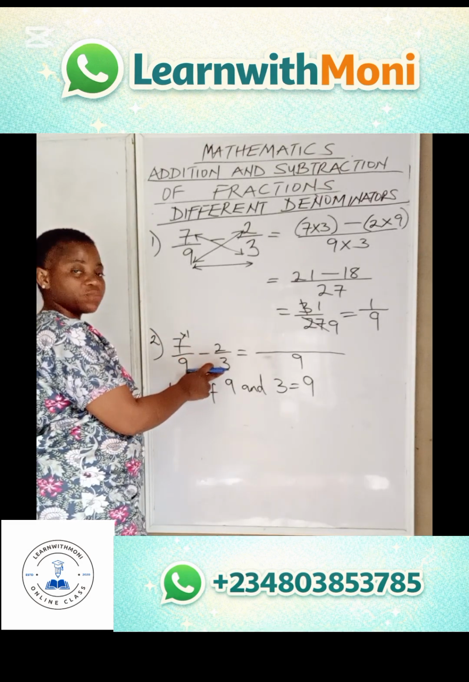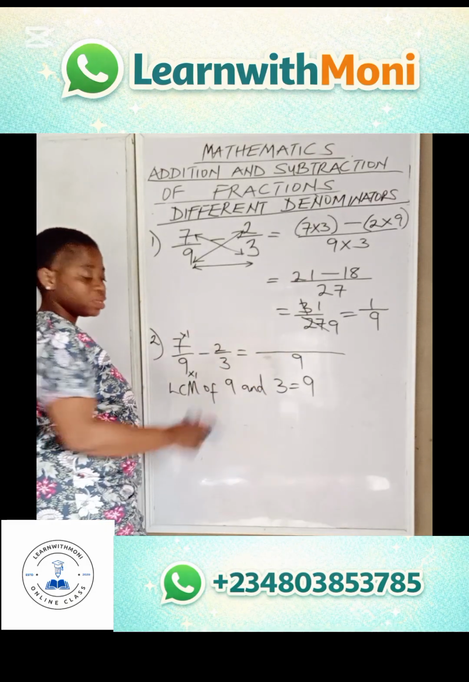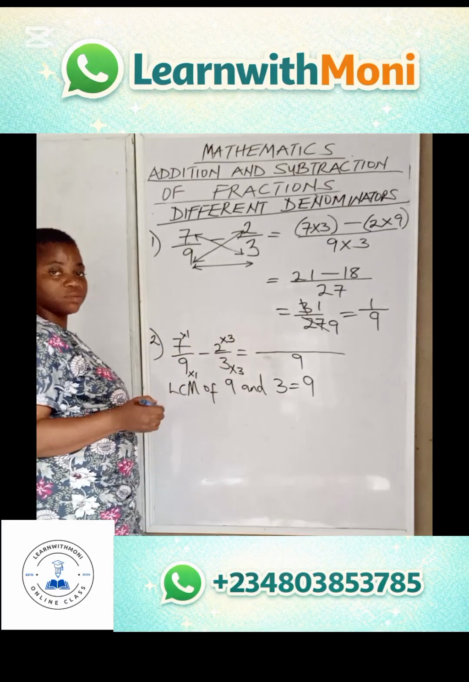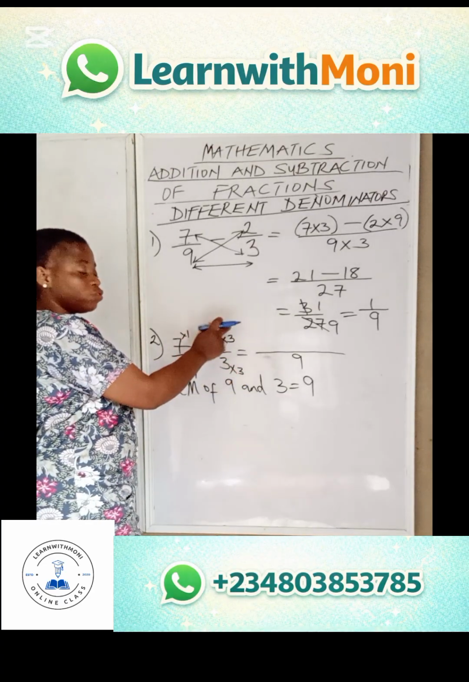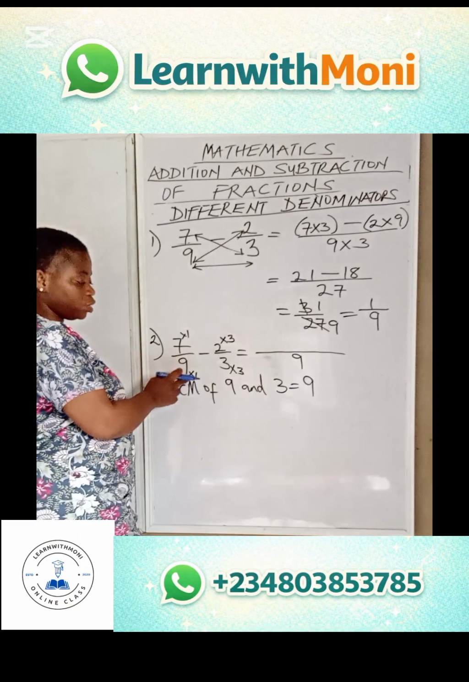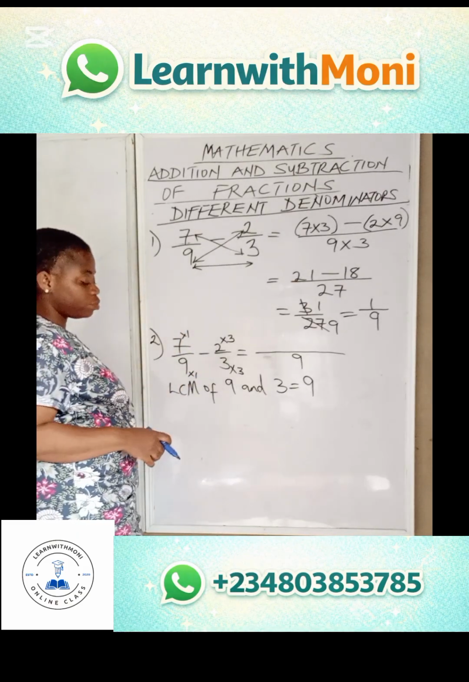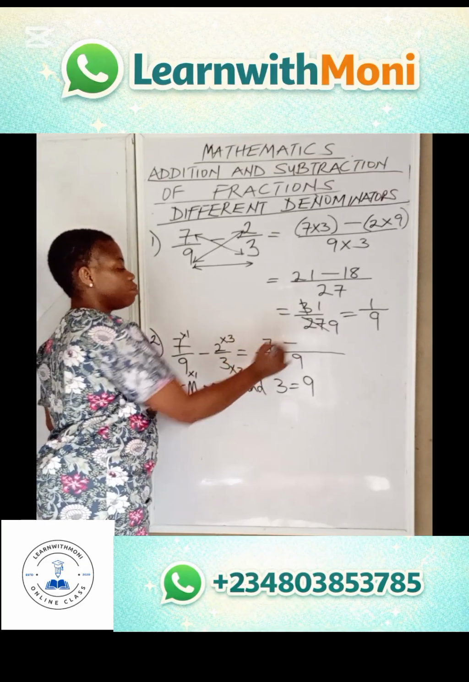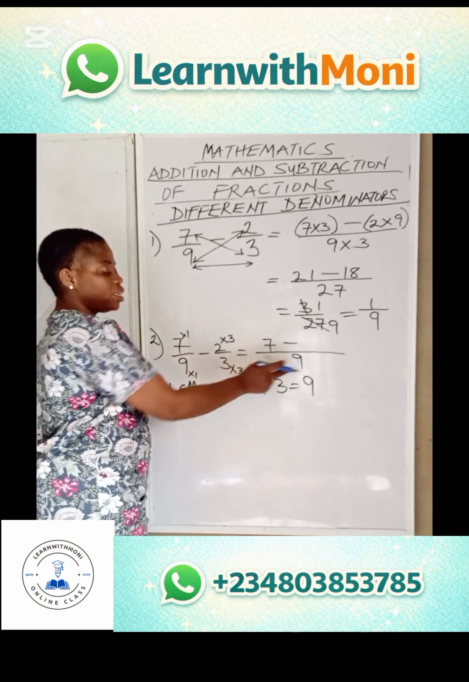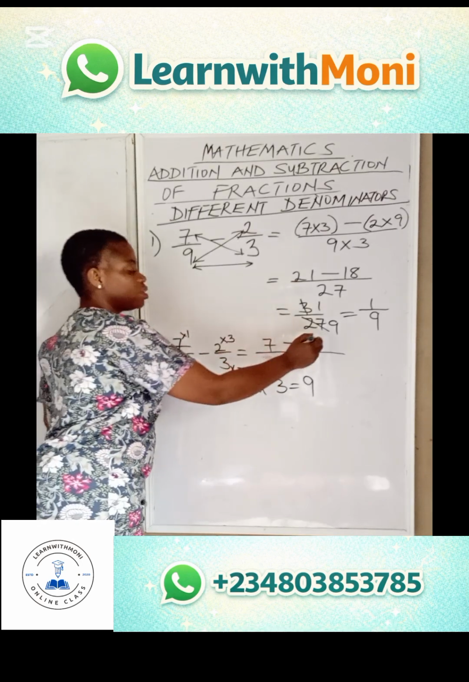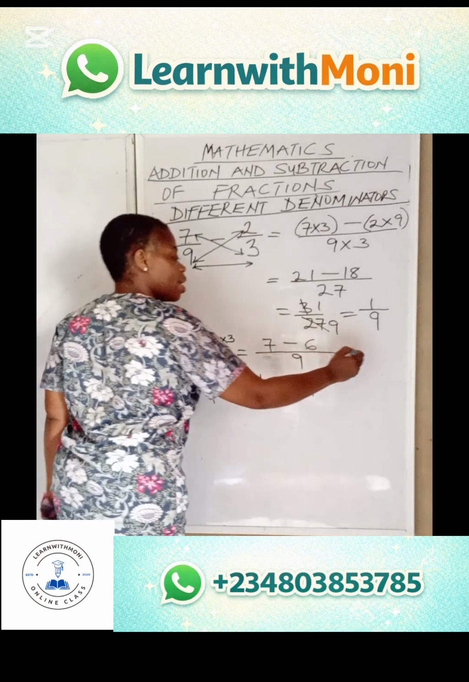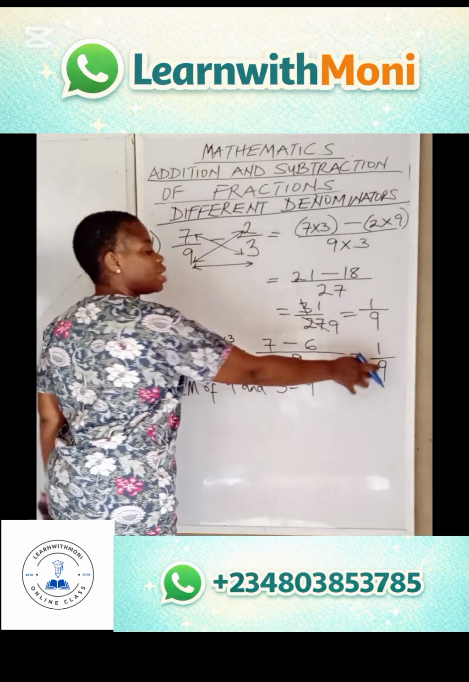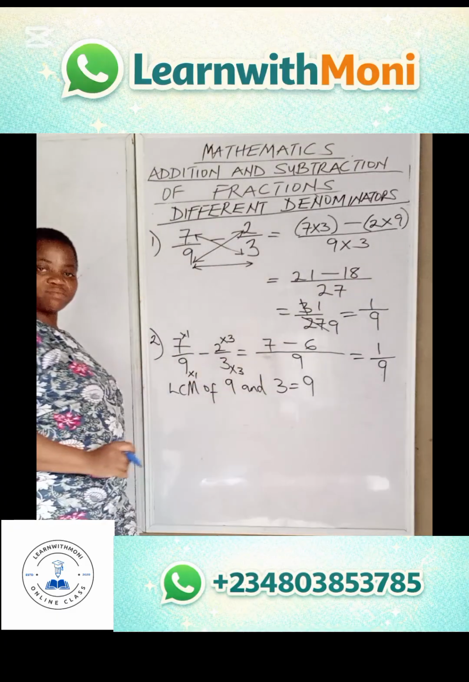This is having a denominator of 3. I want it to have a denominator of 9. 3 times 3 will give me 9. So I'll multiply the numerator also by 3. Whatever you do to the denominator, you must do to the numerator. 9 times 1 is 9. 7 times 1 is 7. Minus 3 times 3 is 9. 2 times 3 is 6. So that I have 7 minus 6, 1 over 9. And that is just the same thing we have here.